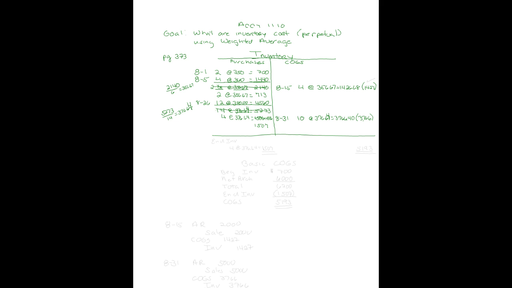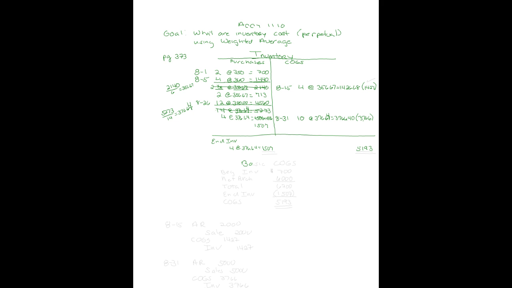Where do we end up then? For ending inventory, we have 4 units at 376.64, rounded to equal $1,507. And for our cost of goods sold, we have $1,427 plus the $3,766 for a total of $5,193.